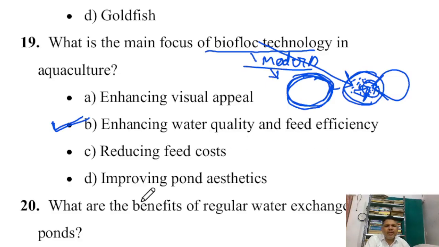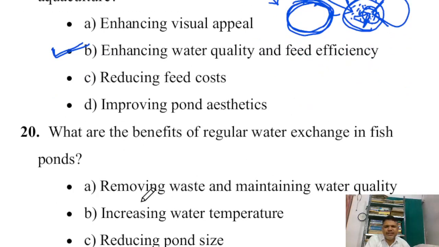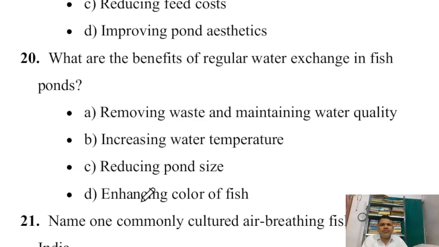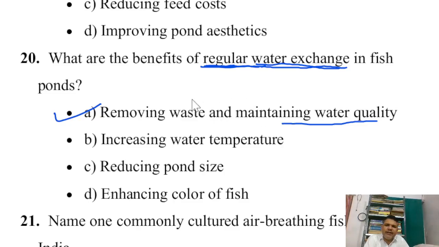Next question. What are the benefits of regular water exchange in fish ponds? This question is related to the earlier question, that is bioflok technology. If we have no bioflok facility in our pond, then we have to regularly exchange water. Why? In order to remove waste and maintain water quality. If we do not exchange the water, the excretory wastes such as ammonia and other substances accumulate in the water, and these substances are toxic to fish.